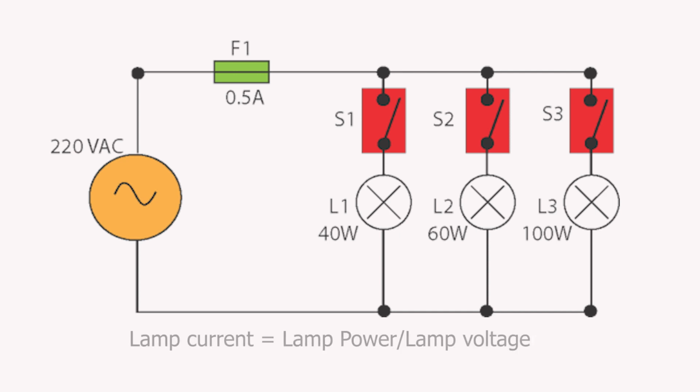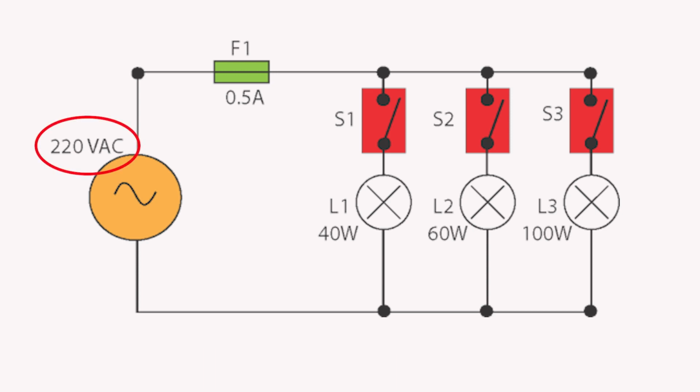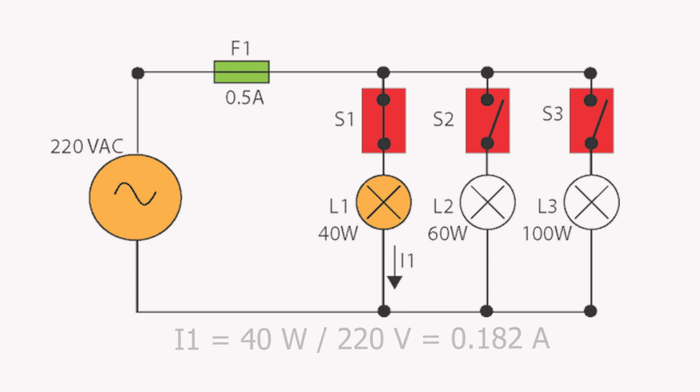The formula we use is: the current equals the power of the lamp divided by the voltage that supplies to a lamp. The supply voltage for each lamp is 220 volts. For lamp 1, S1 turned on, the current equals 40 watts divided by 220 volts, which equals 0.182 ampere.